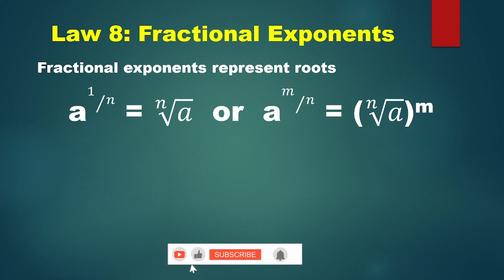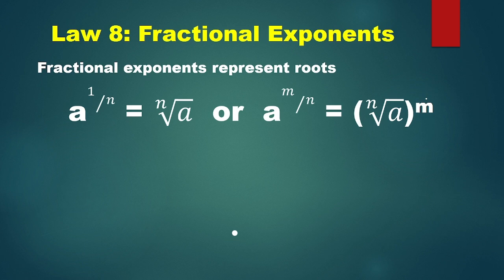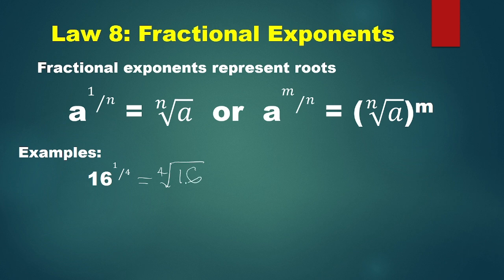In this case, the denominator is the nth root of a raised to the power of n. Let's take an example. If I have 16 raised to the power of 1 over 4, that's basically the fourth root of 16. Because I have a numerator of 1, the power 1 is not significant, so I don't need to include it.